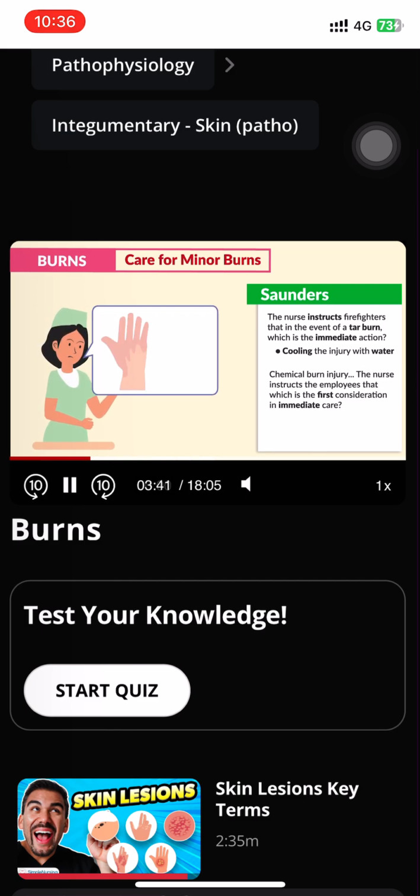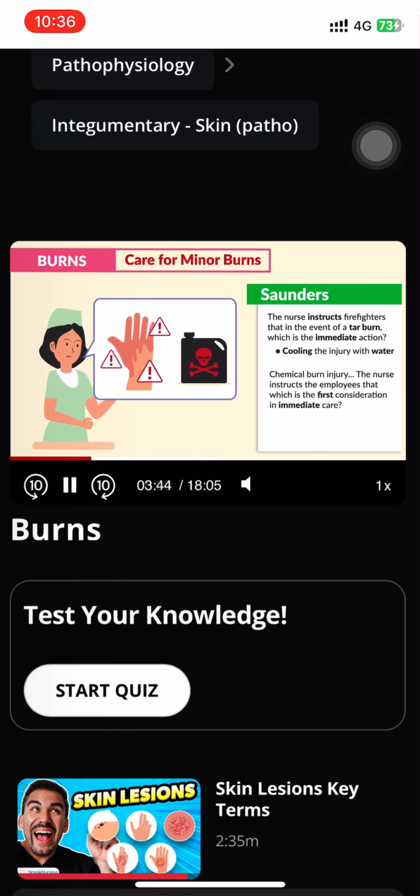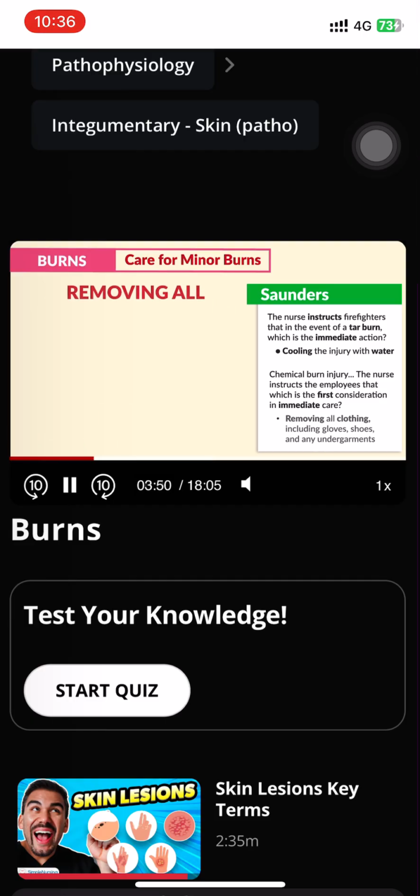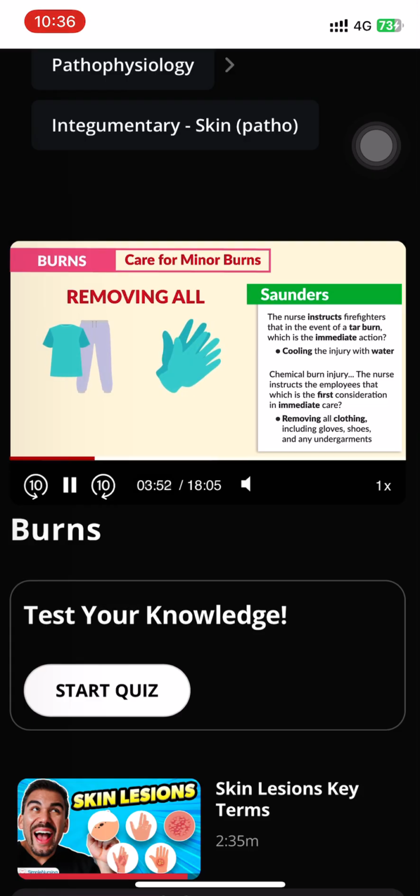And the second question, for a chemical burn injury, the nurse instructs the employees that which is the first consideration in immediate care? Removing all clothing, gloves, and shoes, and any undergarments. Just strip down like you're going skinny dipping.